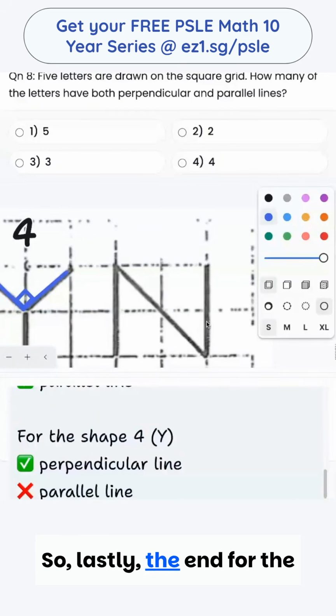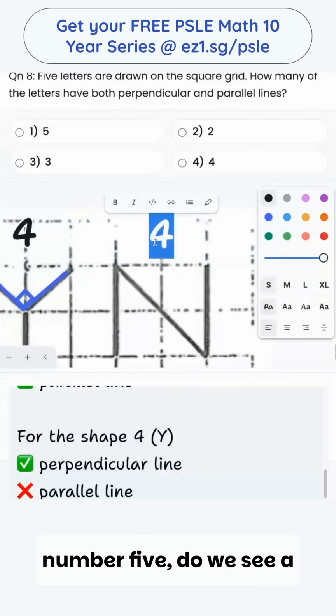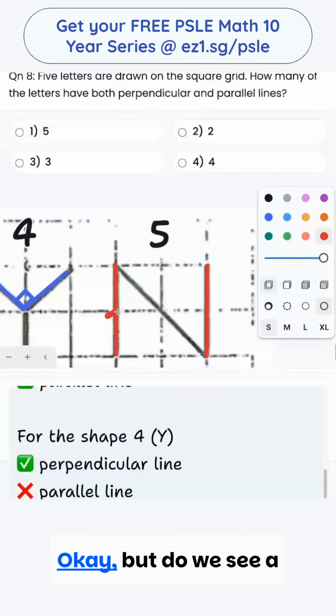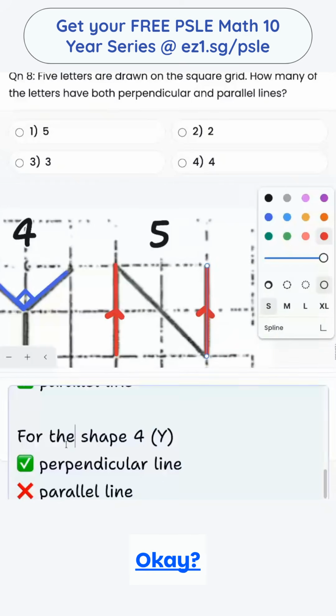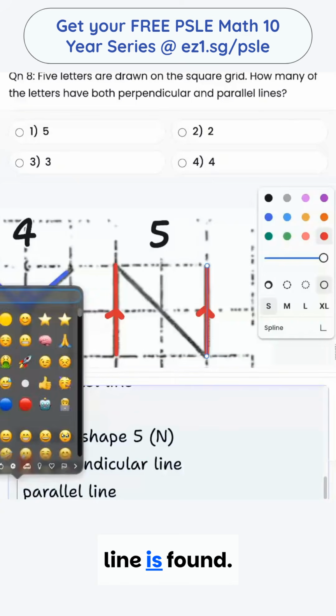So lastly, the N. For the N, which is shape number 5, do we see a parallel line? Yes, we do. The parallel line over here is this one. But do we see a perpendicular line? No, we don't. So for shape number 5, which is an N, the perpendicular line is not found, but the parallel line is found.